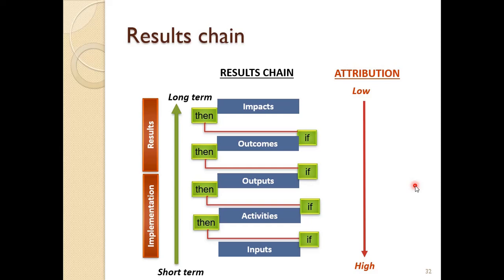It could be direct or indirect. So in that case, managers cannot entirely say that the impacts and outcomes can be attributed to our intervention of distribution of mosquito nets.